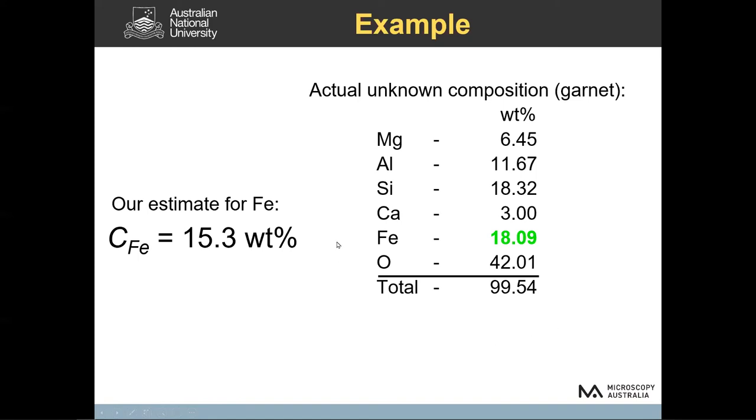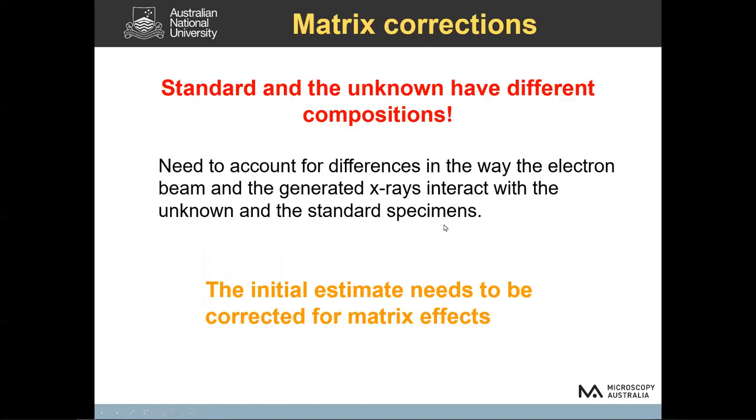So the question now is, okay, why doesn't this work? Why can't you take a simple ratio? The reason for that is that the standard and the unknown don't have the same compositions. So the way the electron beam scatters in the sample and the way the X-rays scatter in the sample is different between the unknown and the standard. And what that means is that you have to apply a correction, which is based on the differences in the matrix.